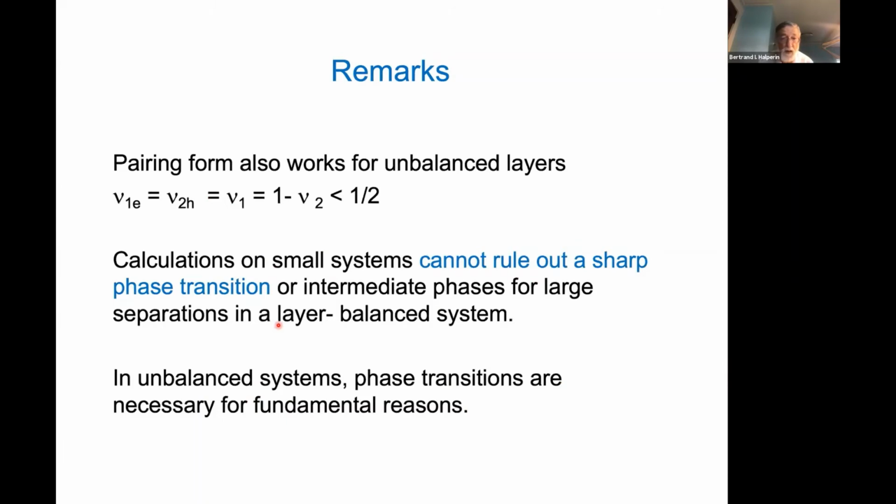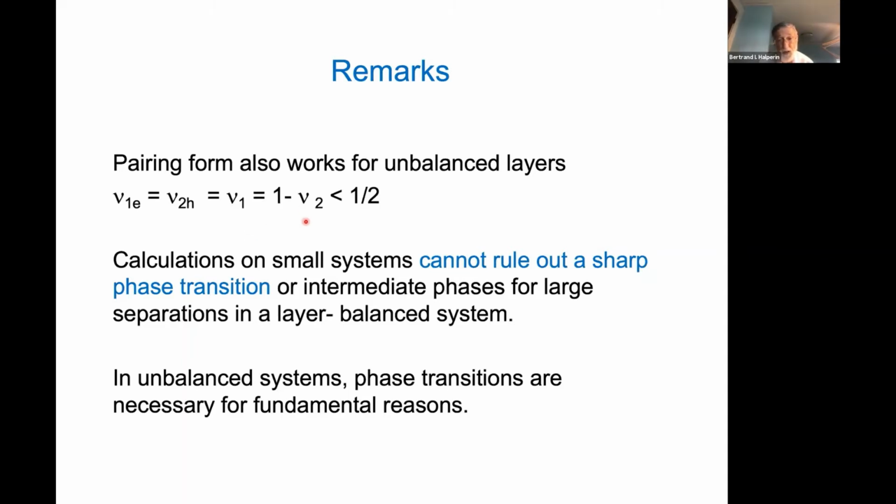Okay, and I've just showed you what happens for balanced layers. This pairing form also works for unbalanced layers. It's sort of obvious that there's no problem with it. If I have nu1 different from nu2, but the sum is still equal to 1. So let's say nu1 is less than a half. I'm going to put electrons in that layer and holes in the other layer. The number of electrons and holes is still the same, even though the layers are unbalanced. And there's no reason why I can't pair up the composite fermion electrons and holes, and the trial wave function works perfectly well.